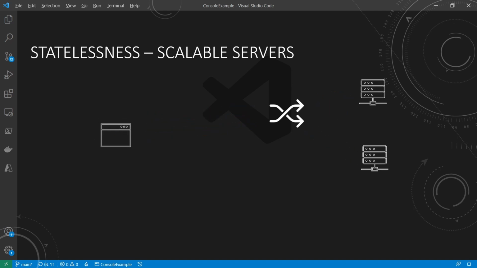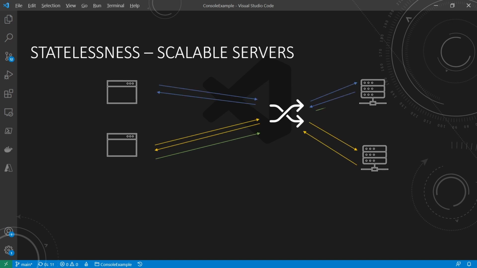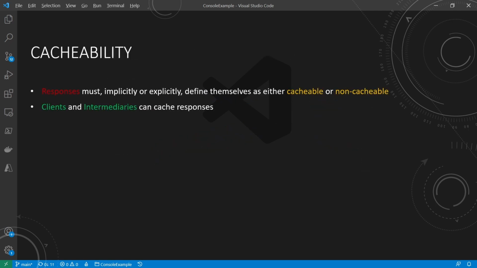But instead, if we say any request needs to be on its own, there's no client session info on the server, any request can go to any server. That makes scaling much easier. Plus, if any server needs to restart, just restart it. Other servers would be able to kick in and load balance. The service will become more reliable. And that is statelessness. And by the way, if it were up to me, I would call it sessionless rather than stateless.